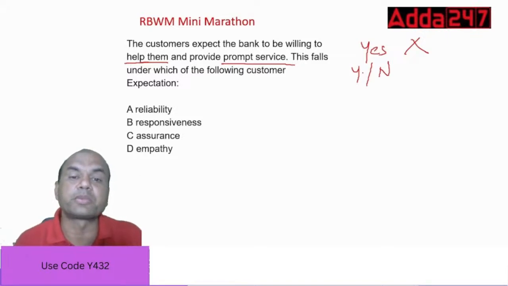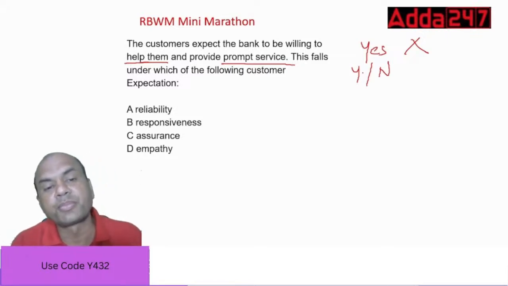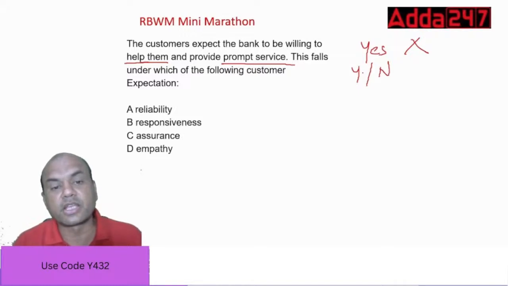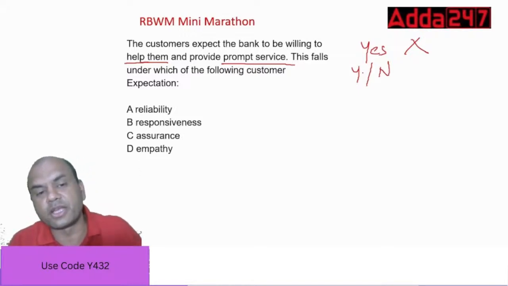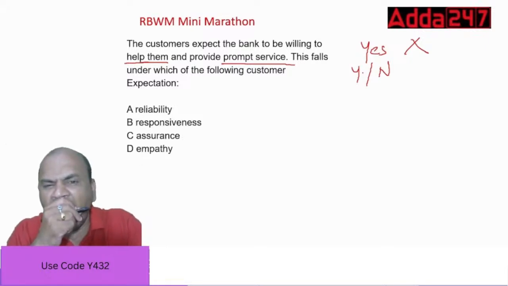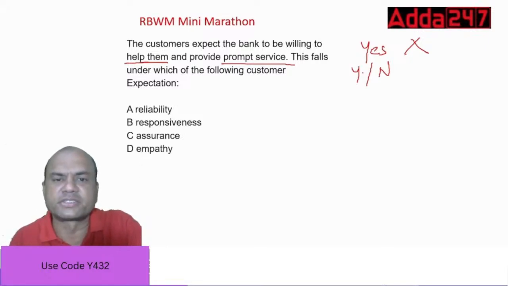So that's why prompt service, it will fall under which category? Reliability, responsiveness, assurance and empathy. Prompt service, everyone, prompt service.